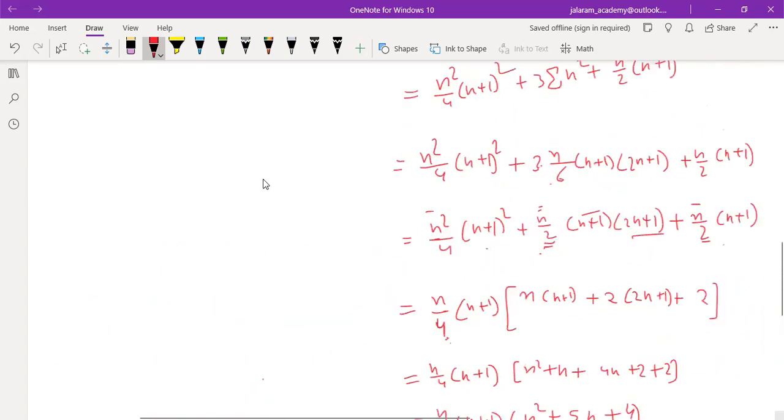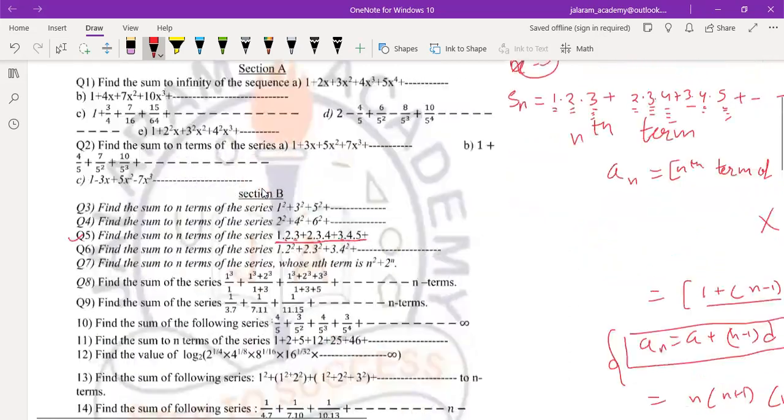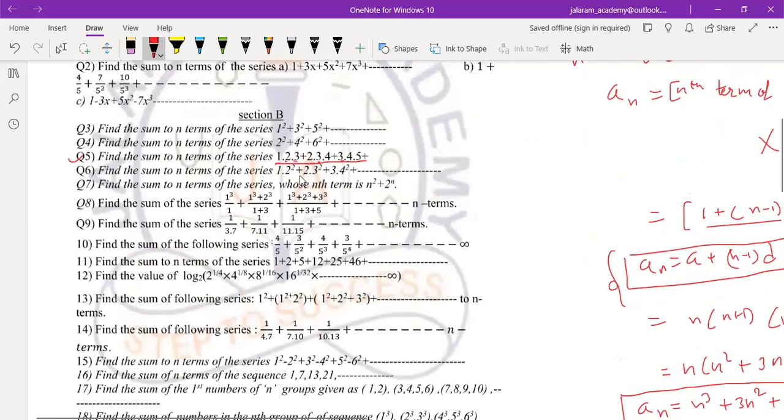So let's discuss some more doubts like this, question number 6. In this also we first have to find the nth term. 1 into 2 square is the first term. So think, if 1, 2, 3 are the first term, the nth term will be n into, now look at this, 2 square, 3 square, 4 square, leave that square, 2, 3, 4. So what will be next? n plus 1, and square is also there. So this is the nth term.